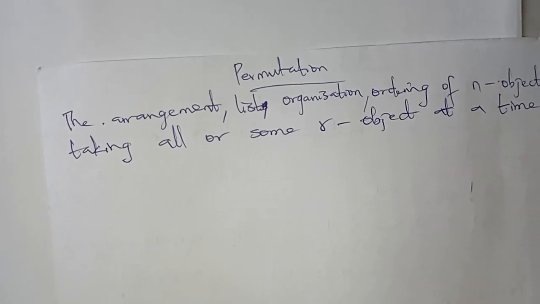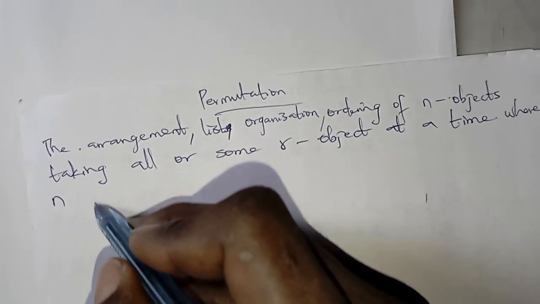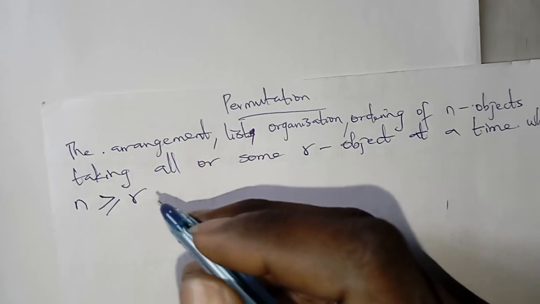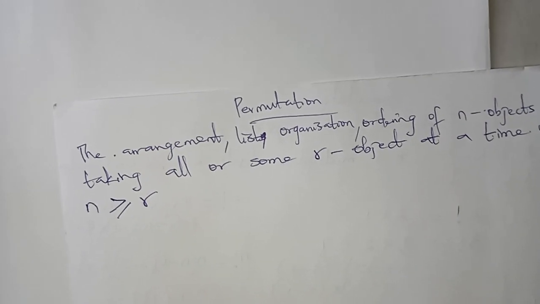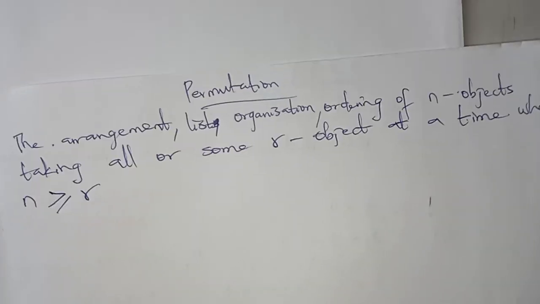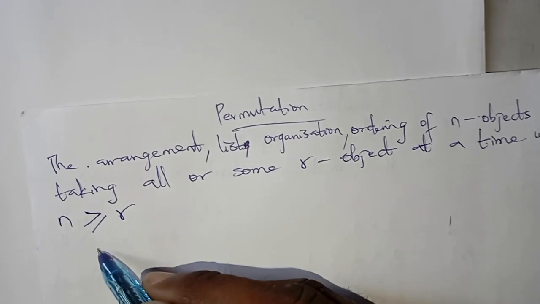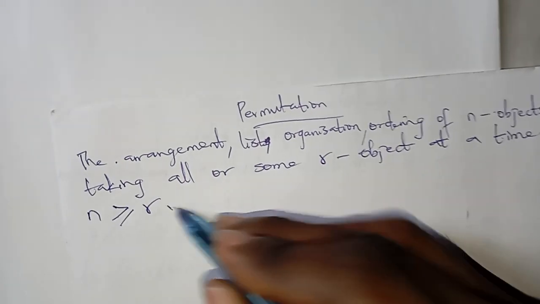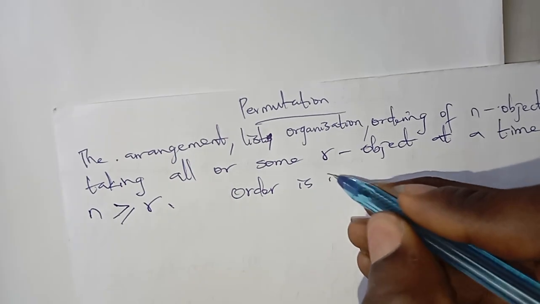where n is the total object, so n must be greater than or equal to r. r can never be greater than n. The given object, the total object, can never be less than what you are selecting or what you are picking or what you are arranging. So another way to define permutation is simply picking of objects where order matters. So in permutation, if order matters, you are doing permutation. Order is important.